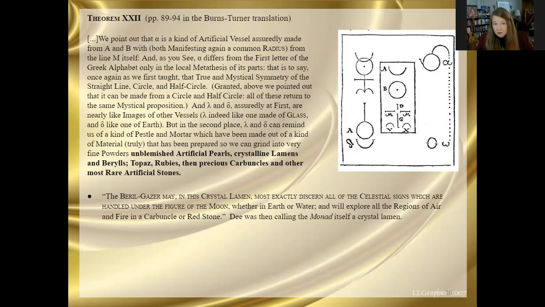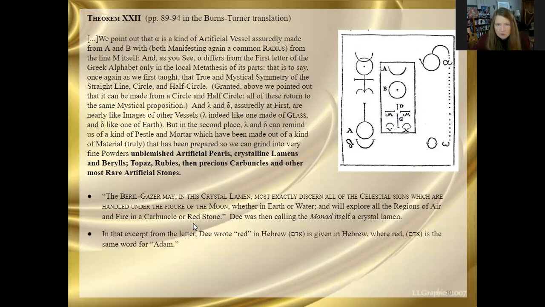And D there you see is calling the monad itself a crystal lamen, referring to a carbuncle, we'll get to that. But do you remember something unusual about red here? Nancy and I translated it as red, but he's writing it out in Hebrew as Alpha Dalet Mem. And that is how you would write Adam or red earth. And there's all kinds of plays with that in Hebrew. It's red, but it's more than red.